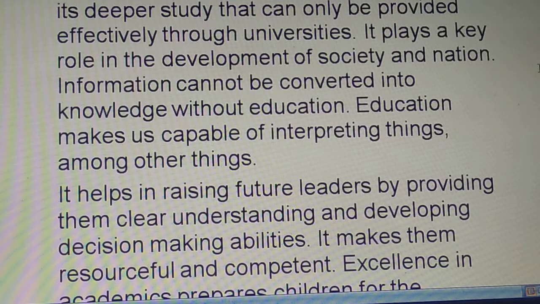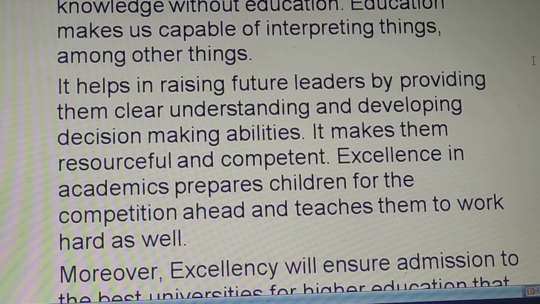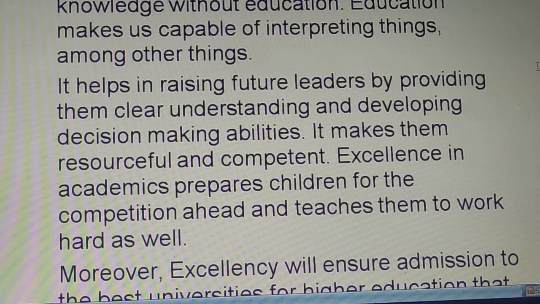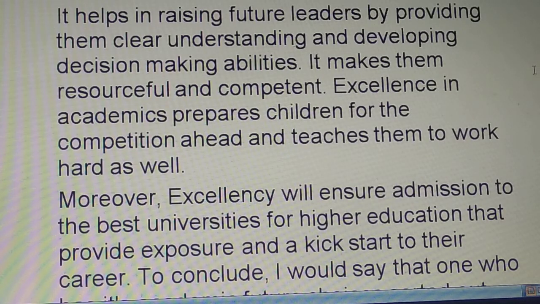Education makes us capable of interpreting things, among other things. Yeah, it makes us more knowledgeable. That is very important. It helps us in raising future leaders by providing them clear understanding and developing decision-making abilities. It makes them resourceful and competent. Excellence in academics prepares children for the competition. Yes, it prepares you for the various competitive examinations so that you work hard and you do well and you excel.